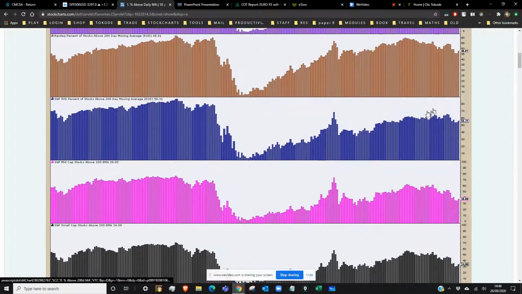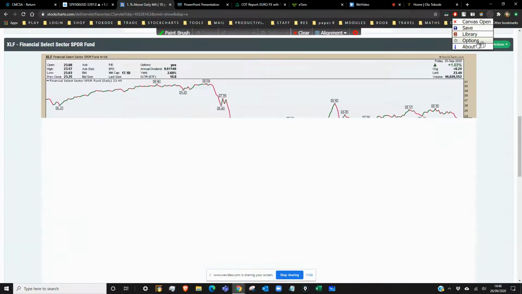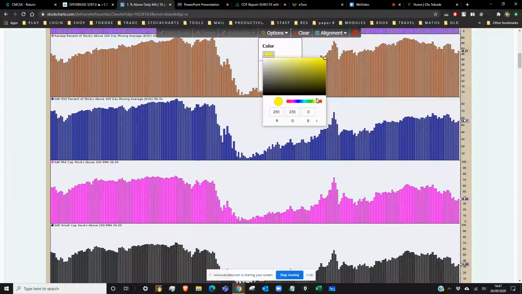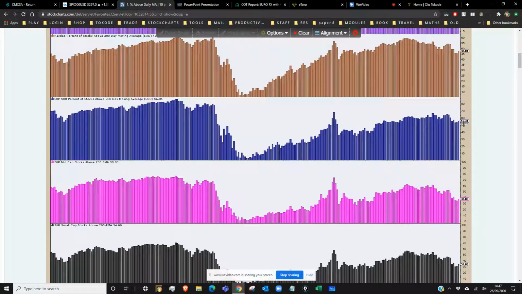But large caps, S&P 500 is doing much better. S&P 500 is currently at 56% of stocks above the 200-day moving average. That's not too bad. In a bull market, you don't want to see that percentage falling below 50. And despite this, I think we had around a 10% drawdown in the S&P 500. 56% of stocks are still above the 200-day moving average. So that's good.